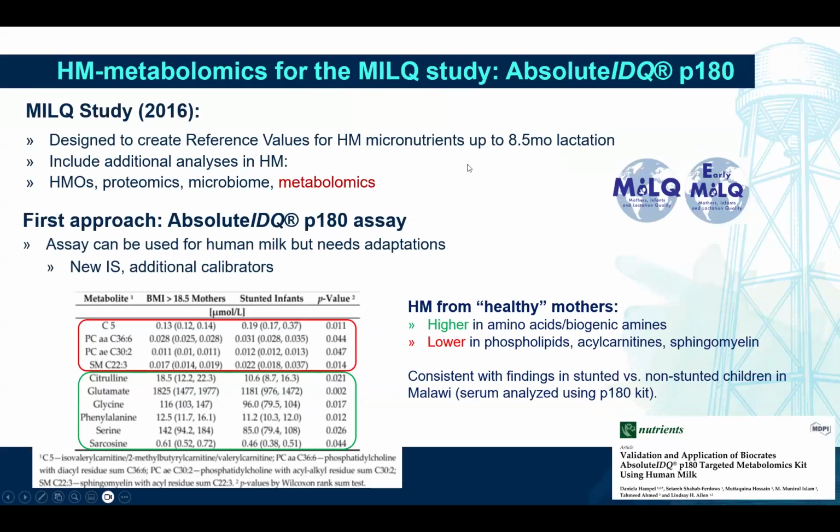So our interest in the targeted metabolomics started actually with the IDQ P180 plate for milk. We got funded to create new reference values for human milk micronutrients, as micronutrients is our actual expertise more than metabolomics, I have to admit. So the study is the mother-infant lactation quality study. We collected longitudinal samples up to 8.5 months.